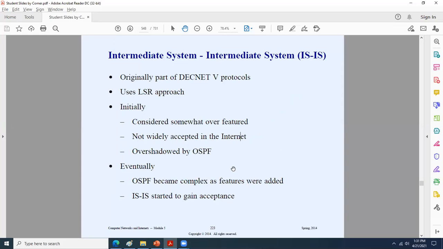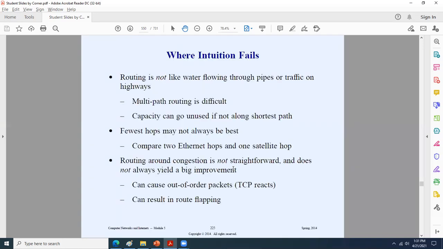Now there was another protocol. It's not as common. I don't think it's worth covering. IS-IS. It hasn't really gotten as much play as OSPF, and it's not as common. Routing problems. So multipath routing is difficult. You can have different types of physical layer issues. If you have two Ethernet hops versus a satellite hop, the dynamics are different. And a lot of dynamic routing doesn't account for the physical layer, the backend differences, the latency, and so on.